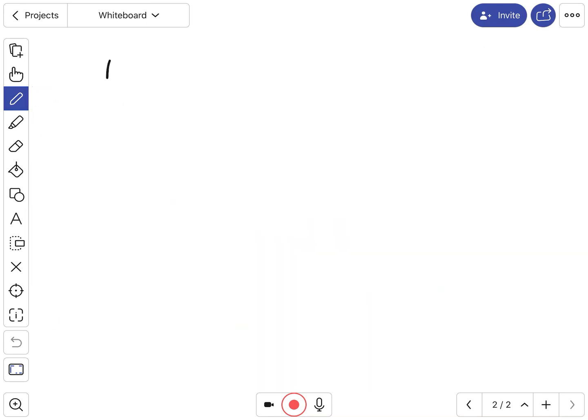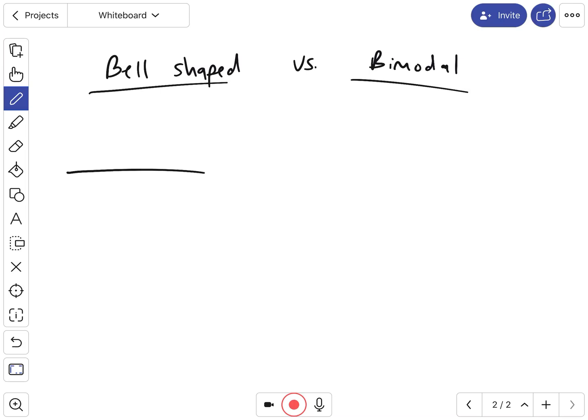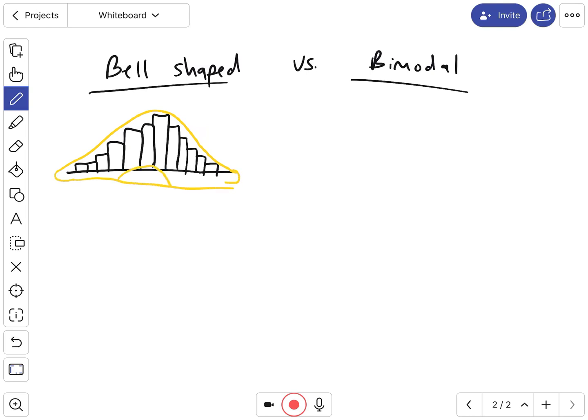Okay, the next thing is going to be bell-shaped versus bimodal. Okay, so with bell-shaped, you're going to draw another line on the bottom, and you're going to increase it. And then in the very middle, you're going to have a very tall one, and you're going to start decreasing. It doesn't have to be symmetrical, but yeah, bell-shaped, and I'm going to draw that in orange. And you could draw your bell if you want. I don't know, that's a terrible bell, but it's something.